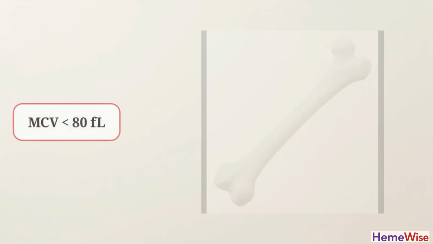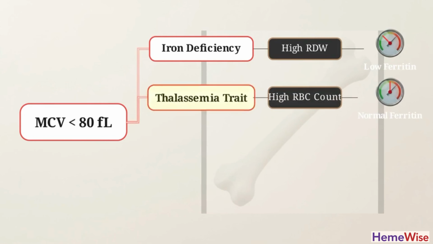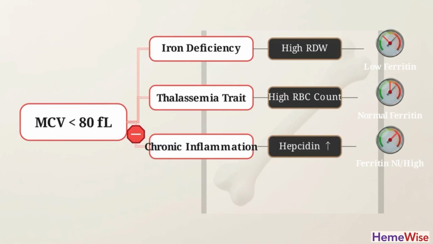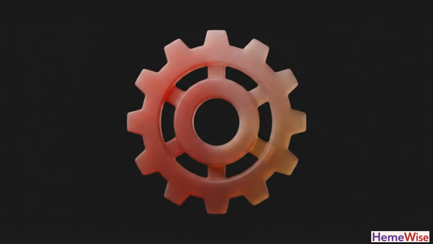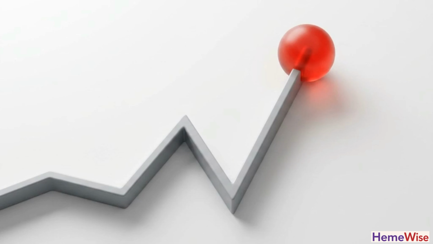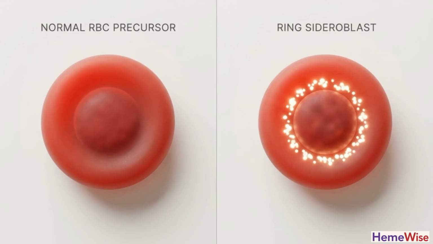When MCV drops below 80 femtoliters, we enter the microcytic anemia branch. Iron deficiency pairs high RDW with low ferritin. Thalassemia contrasts this with low MCV but normal ferritin. Finally, chronic inflammation features elevated hepcidin blocking iron, causing normal or high ferritin. The final microcytic node is the sideroblastic pattern, defined by unique biochemical markers like high serum iron and morphologic markers on the smear, specifically ring sideroblasts.